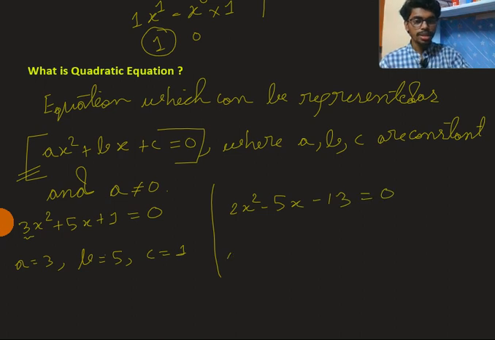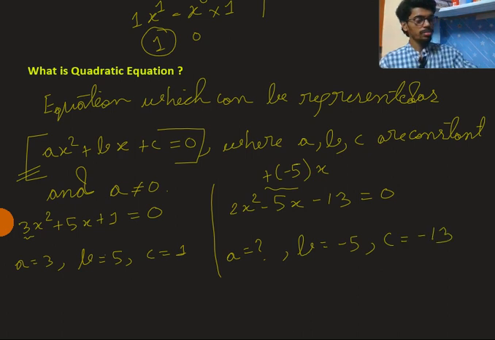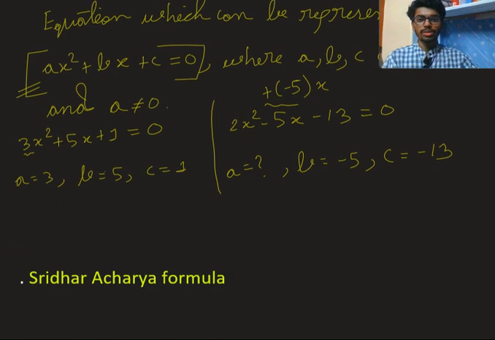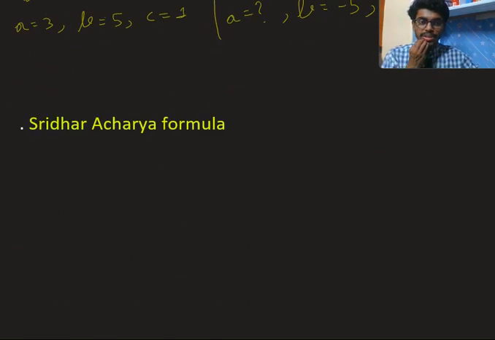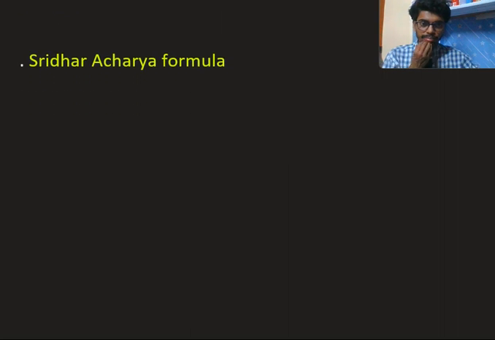Now another example, that is 2x square minus 5x minus 13 equal to 0. Here clearly you can see that a is equal to 2, write it down by yourself. For b, we can write this term as plus of minus 5, so b is equal to minus 5, and c is equal to minus 13. So is it clear? Now I'm going to the next point, Sridhar Acharya's formula.